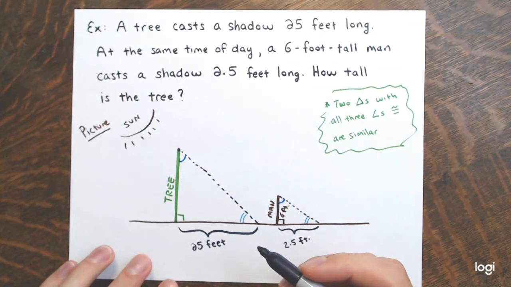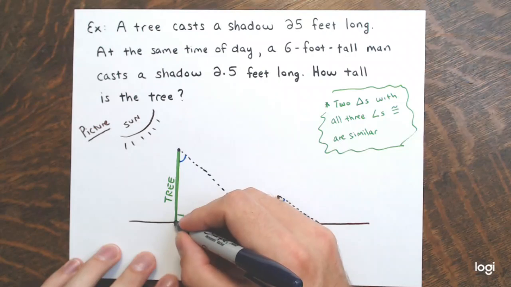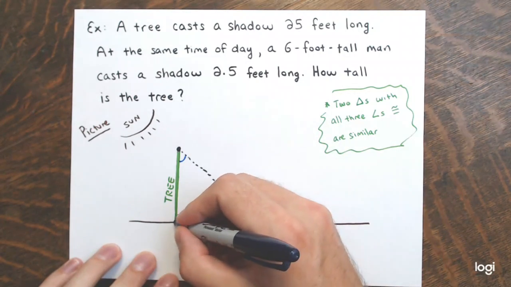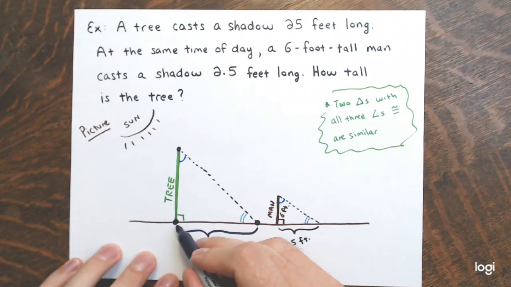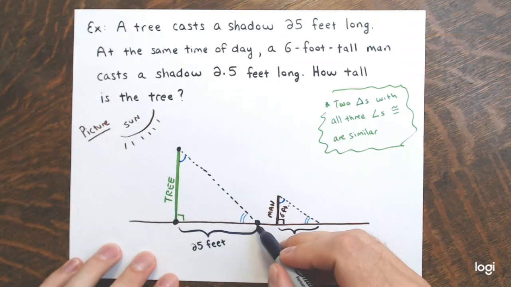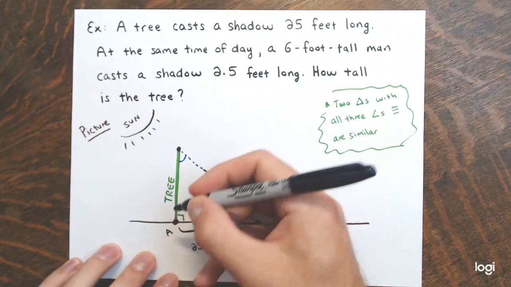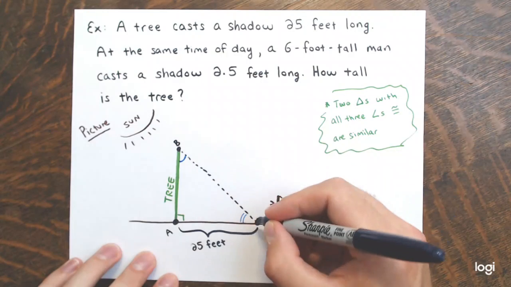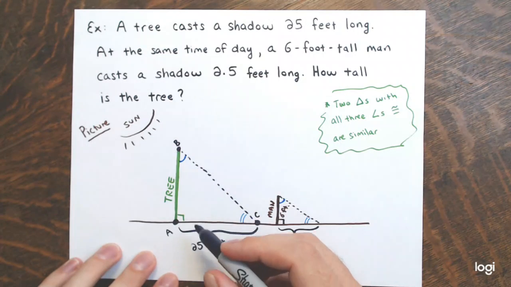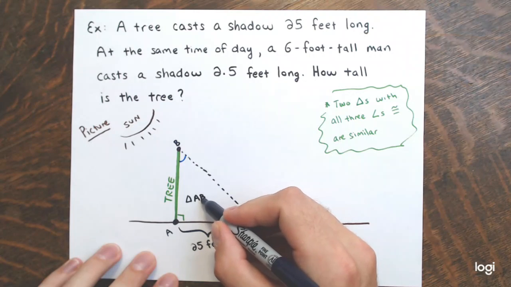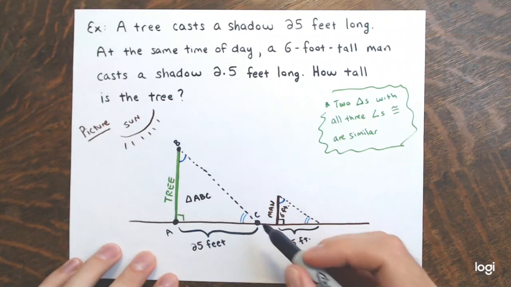And I'm going to label them. Like in my previous example, these vertices of the triangle are the contact with the ground and the tree, the top of the tree, and where the shadow hits the ground at the end of the shadow. So I'm going to call this vertex A, vertex B, and vertex C. We'll call this triangle ABC right here. So A to B to C.